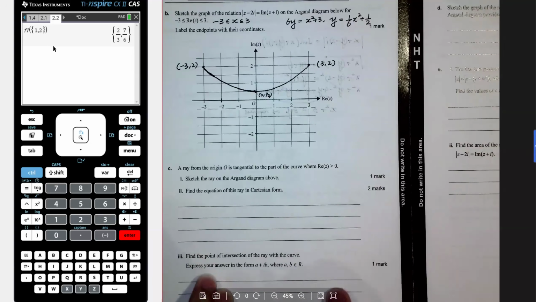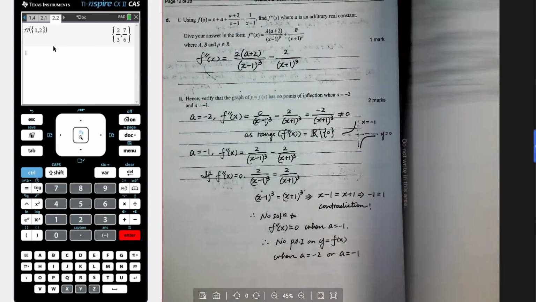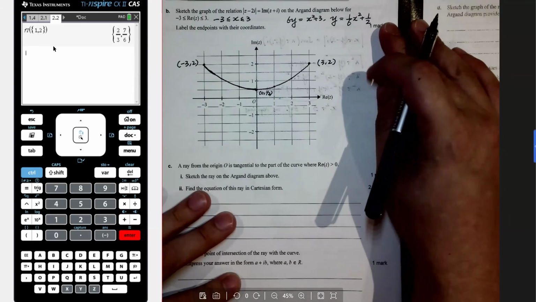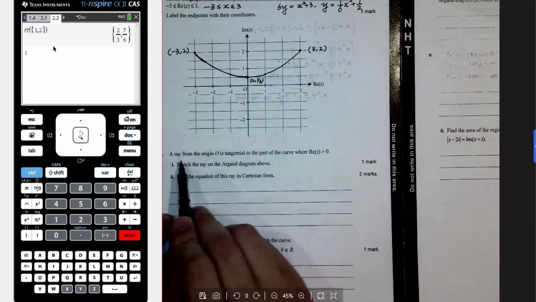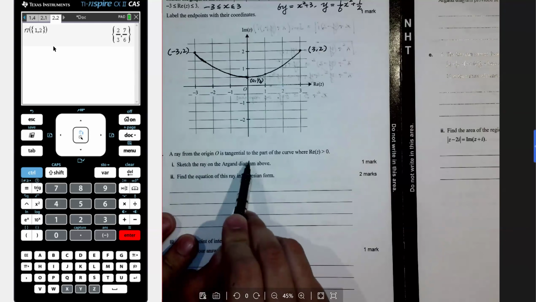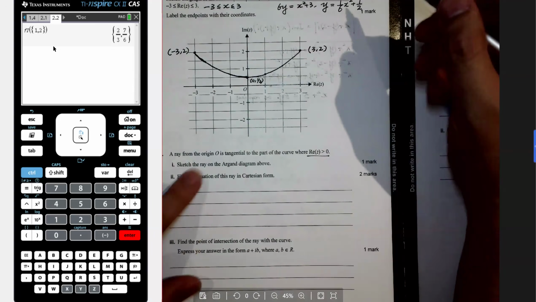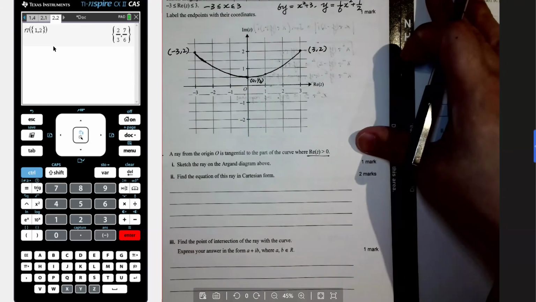Let me have a look at the back. A little bit off, but anyway, yeah, that is a parabola. I label the endpoints with the coordinates. Yeah, labeled. A ray from the origin O is tangential to the part of the curve where x is greater than 0. Sketch the ray on the Argand diagram above and find the equation of this ray in Cartesian form.